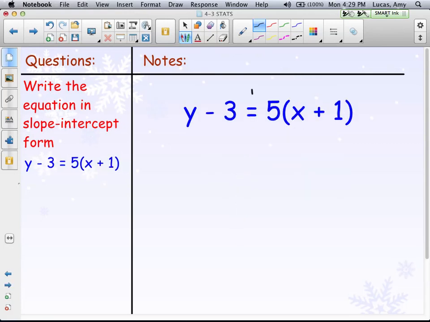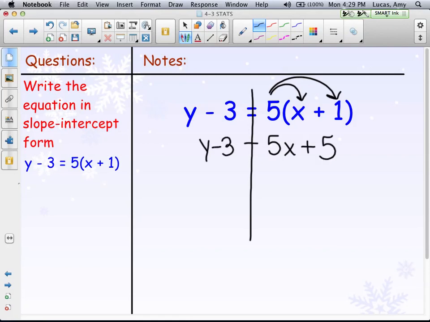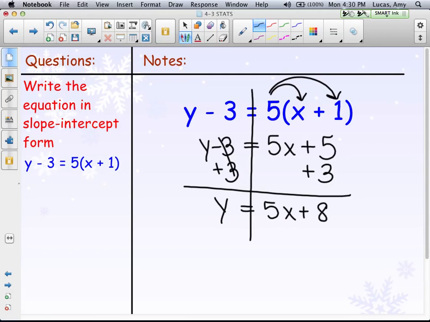Another one like that. Again, distribute first. When you see parentheses and a number outside of them, make sure you distribute. 5 times x is 5x, plus 5 times 1 is 5. So y minus 3 equals 5x plus 5. The second step, add 3 to get the y by itself. So y equals 5x plus 8.